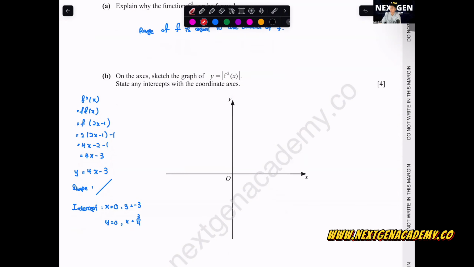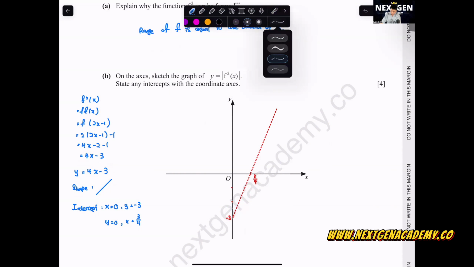Okay, now we plot out the points. Just roughly estimate 1, 2, 3. So negative 3. Then here is 3 over 4. So the original graph, how does it look like? It will be a graph going up. But with the modulus, this bottom part is reflected up.